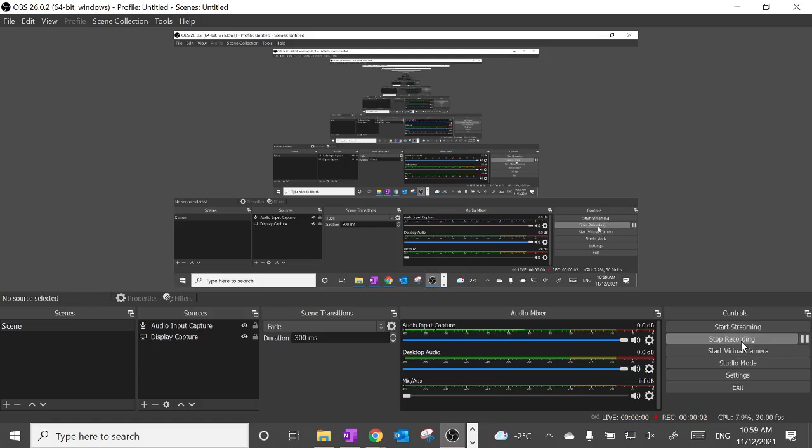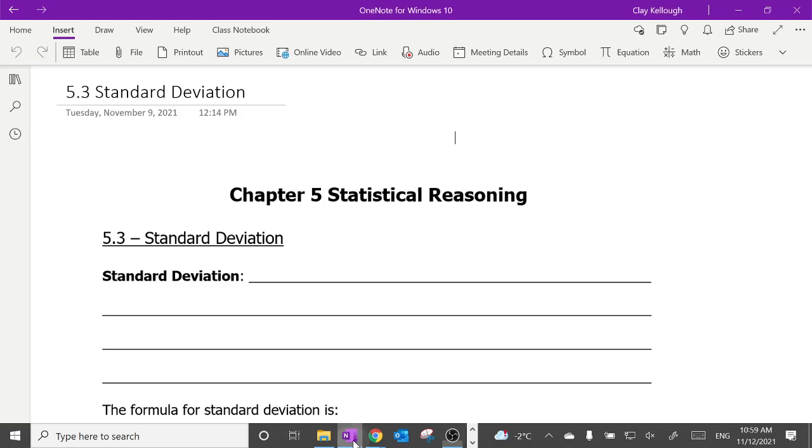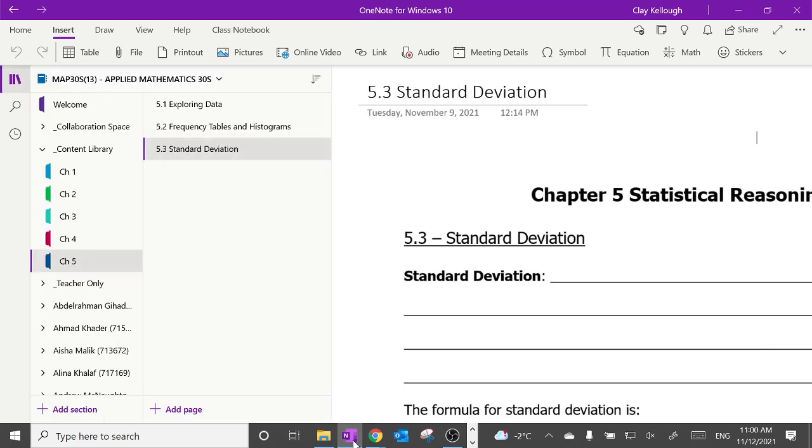There we go. Okay, this is the lesson for my applied math students. This is chapter 5, lesson 3 on standard deviation. And you know what? Actually, before we start this lesson, let's make sure we remember why we need standard deviation. I mentioned it way back in lesson 1.